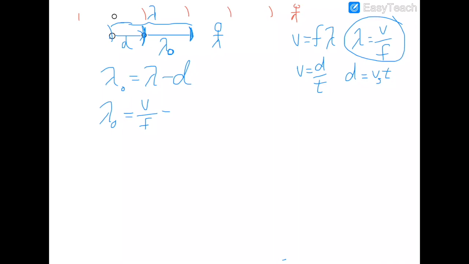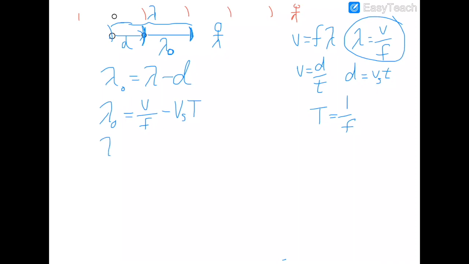So for this d right here, I'm going to put in this equation, but it'd be the velocity of the sound source, right, times capital T. That's the period of the wave. How is the period related to the frequency? The period is 1 over the frequency.